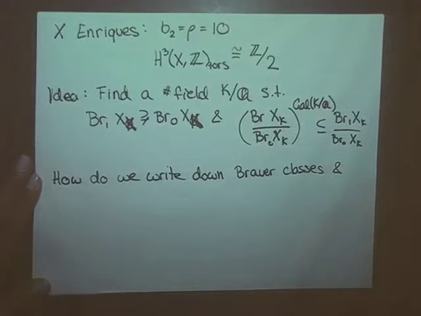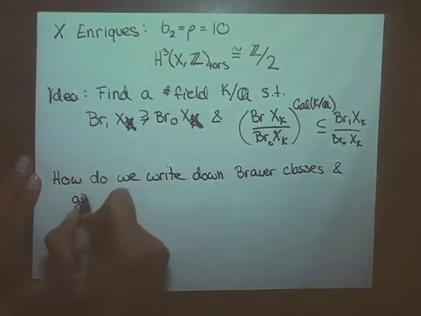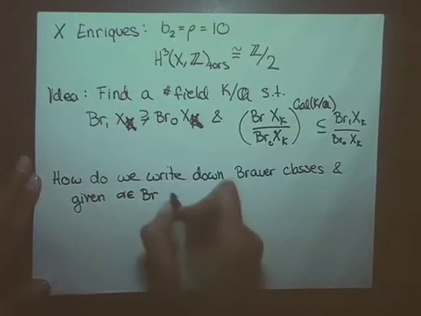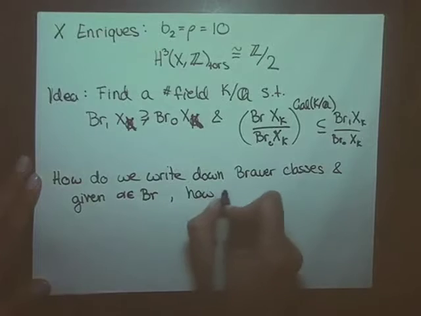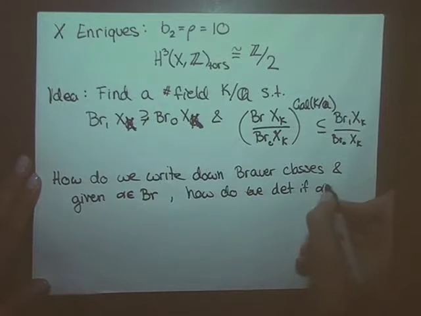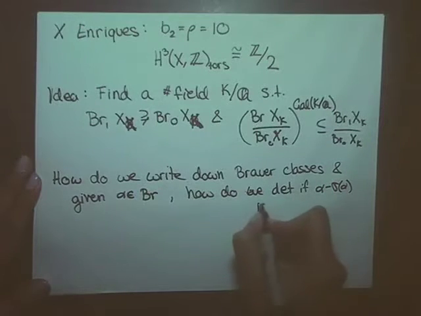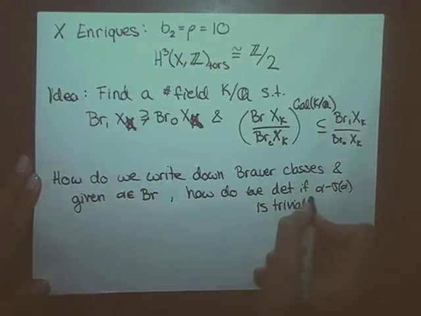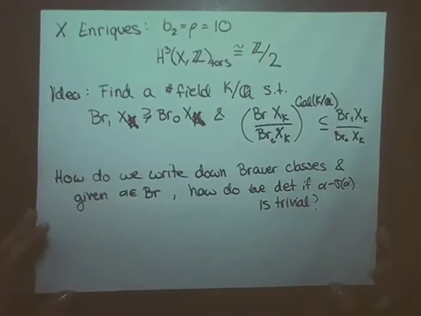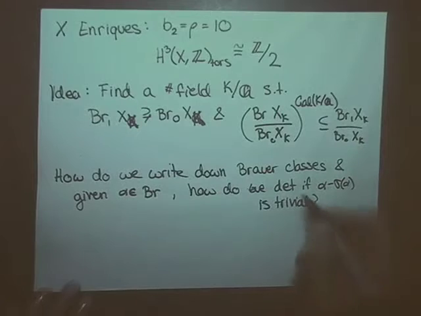But then also, not only how do we write them down, but given a Brauer class, how do we determine whether or not it's fixed by Galois? So given an alpha in the Brauer group, I'm going to be a little vague here. How do we determine if alpha minus sigma of alpha is trivial? So trivial, your favorite definition of trivial. Maybe how do we tell if it's equal to 0? How do we tell if it's a constant class? You could even ask, how do we tell if it's an algebraic Brauer class? How do we do this?